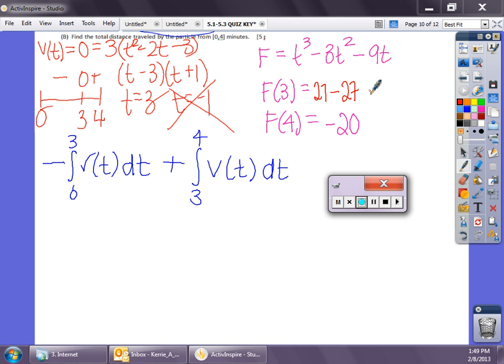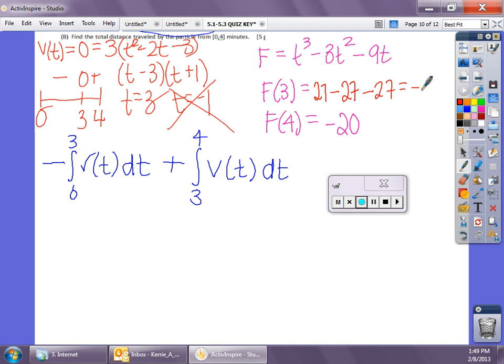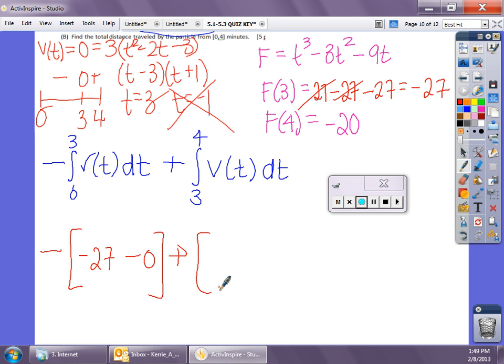Wow, that's odd. Minus 27. So I get negative 27. All right, let's see if this makes sense. So, negative f of 3 is negative 27 minus 0, because that's f of 0, plus the integral of f of 4 minus f of 3, which is negative 27.